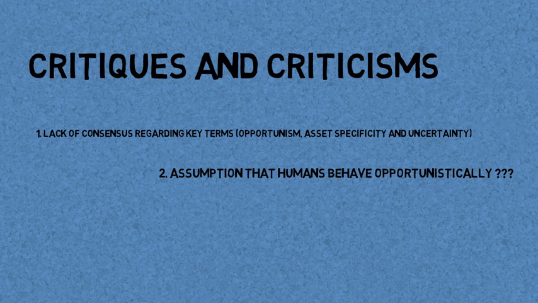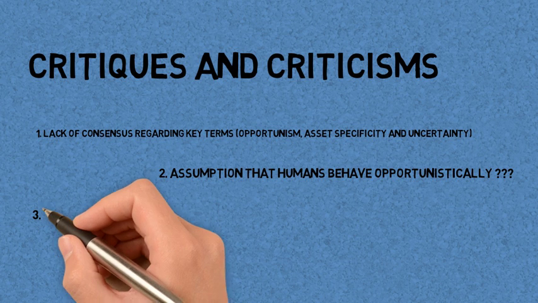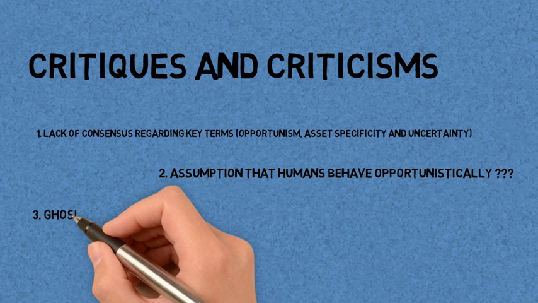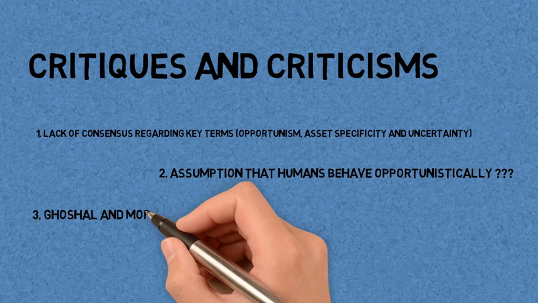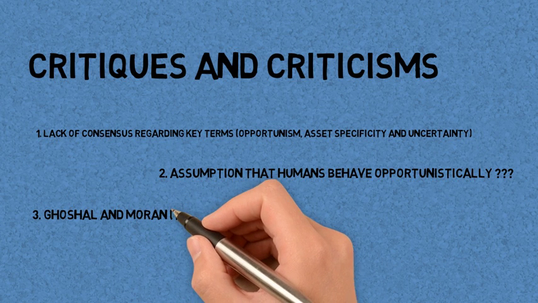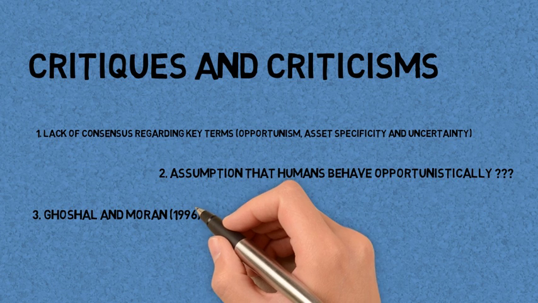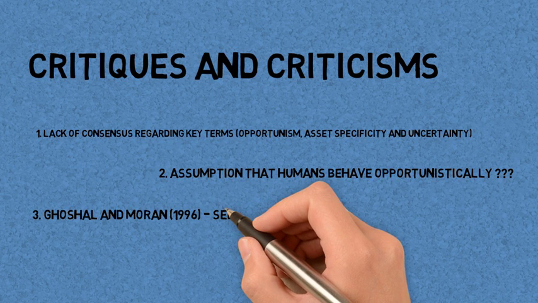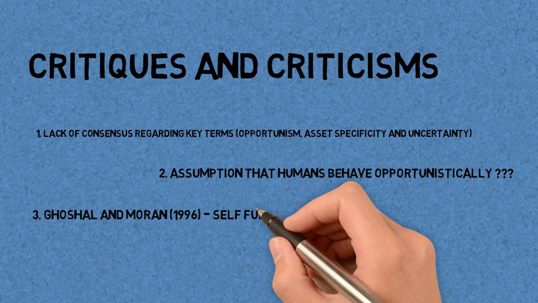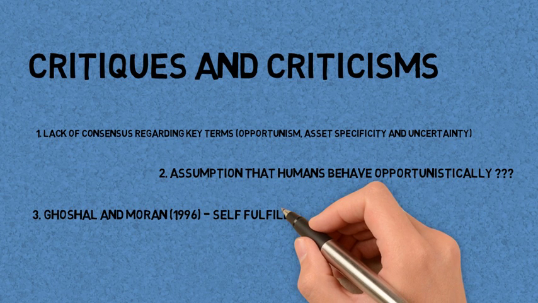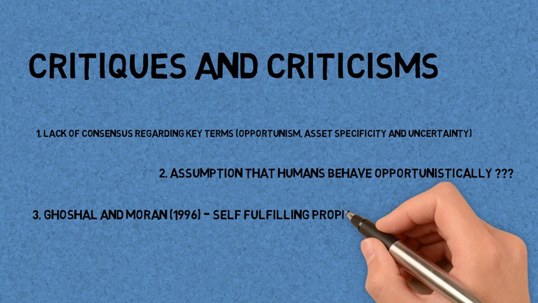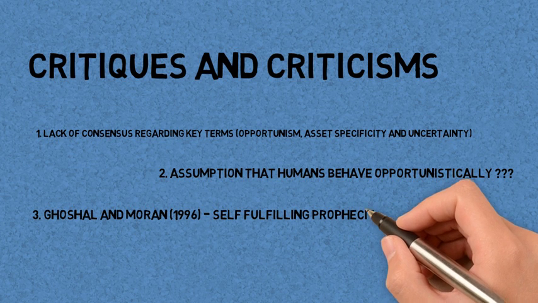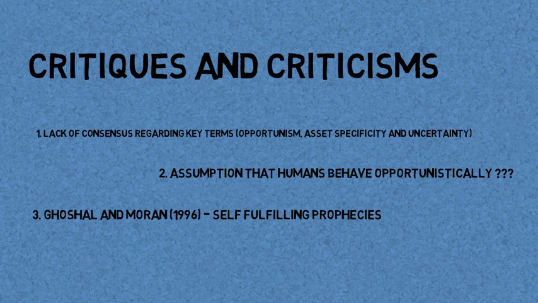Third, Goshal and Moran in their 1996 paper argued that there are self-fulfilling prophecy problems with transaction cost theory. Opportunism is always possible and often can't be predicted, hence it must always be expected. As a result, trading partners must always distrust each other and create contracts with as many controls as possible so that there will be enhanced behavior from both trading parties.